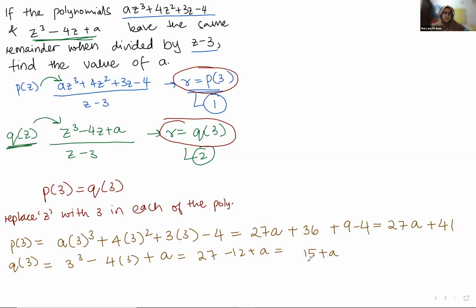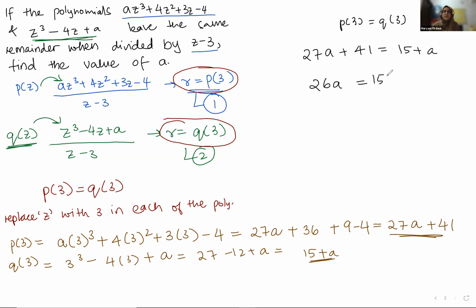Yes, ma'am. Okay, so now all we have to do is equate these two. Because we have P of 3 equal to Q of 3, we have 27A plus 41 is equal to 15 plus A. Then my A goes to the other side and becomes 26A is equal to 15 minus 41.